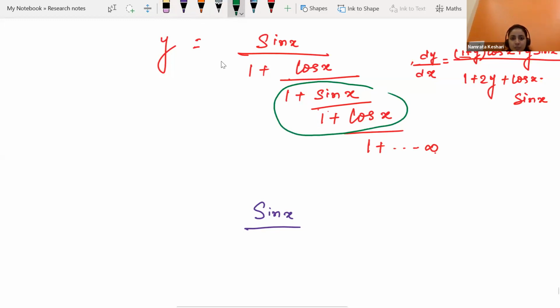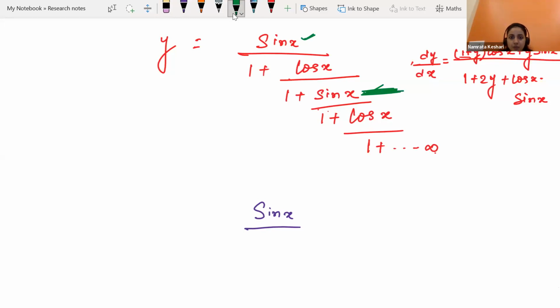From here it is getting repeated. Just a second, let me check whether I have copied it correctly. Sin x was there, then 1 plus cos x, and in the denominator of cos x we are having 1 plus sin x. And in the denominator of sin x, again we are having 1 plus. So this is what is getting repeated if you focus. Here we were having sin x, and here again that sin x is there, right?